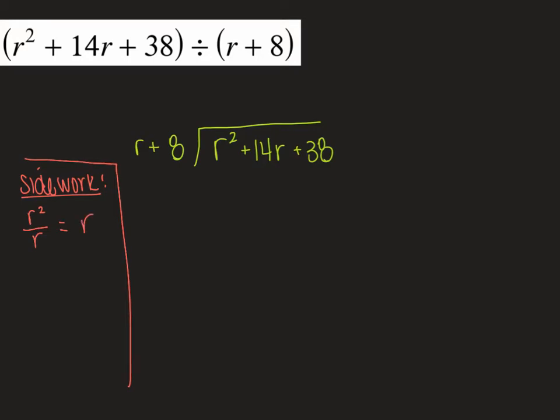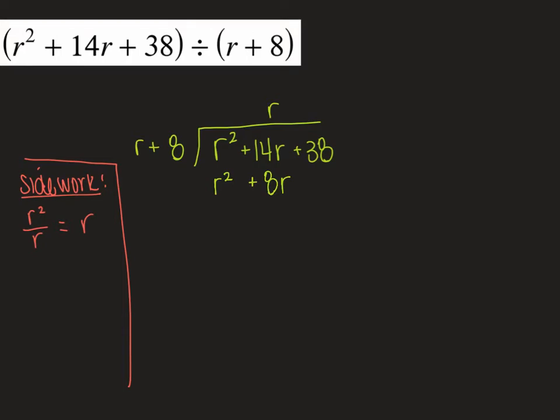Going back to my problem, I'm going to put r on top of my r column, just like how you would with numbers if you had tens over a tens column. So r's over the r column. Now we're going to multiply. I'm taking the term I just put on top and multiplying it by all of my terms in the front. Okay, so we have r squared plus 8r.